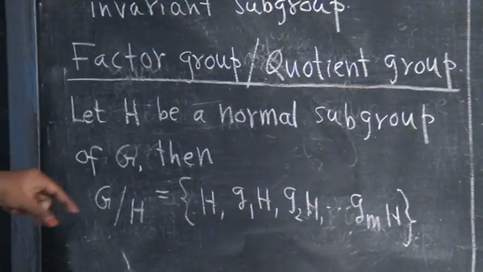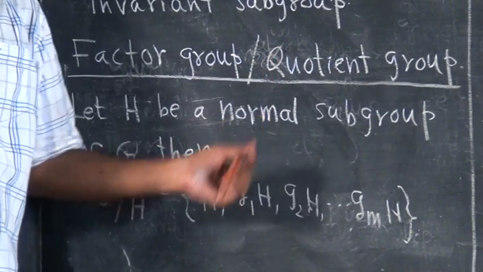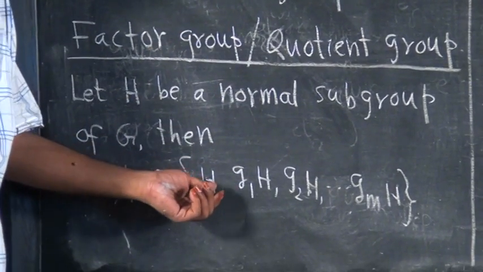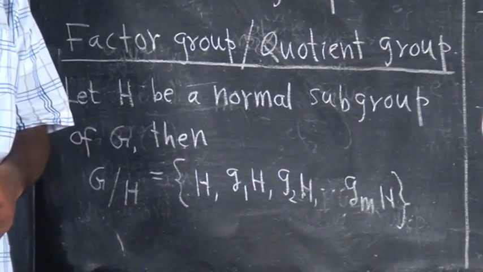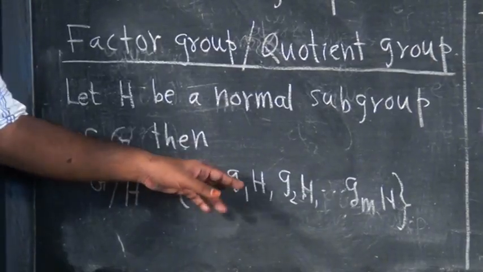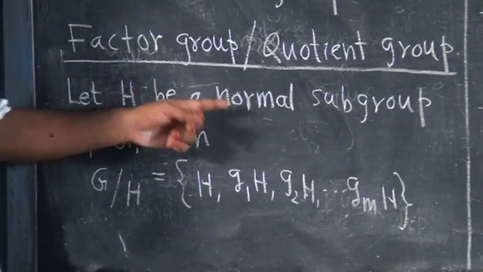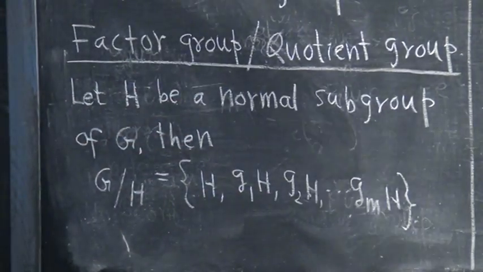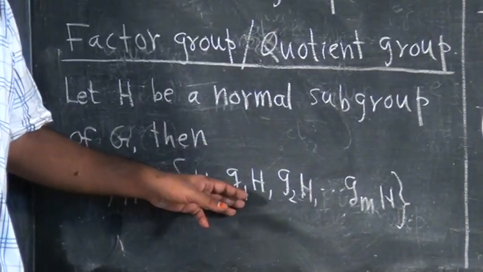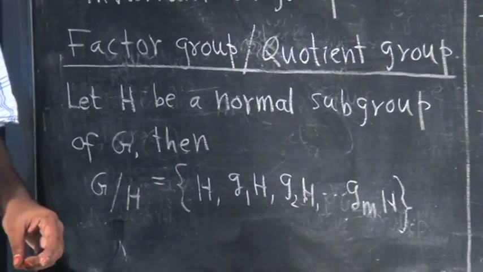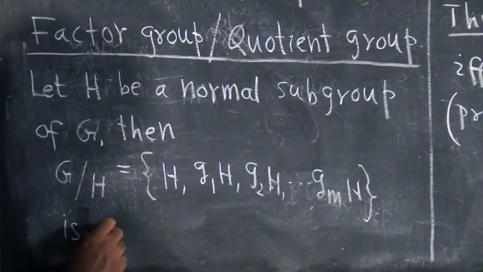Okay, I can always write G in terms of this, right? We have written this already when we talked about Lagrange's theorem. So we can write H and all its distinct cosets. I am writing with left cosets here. You could have written with right cosets, because since it is a normal subgroup, both are the same. Okay, so this set of sets is itself a group.